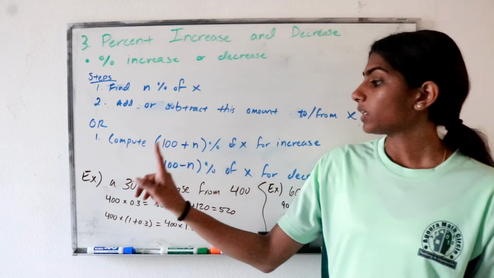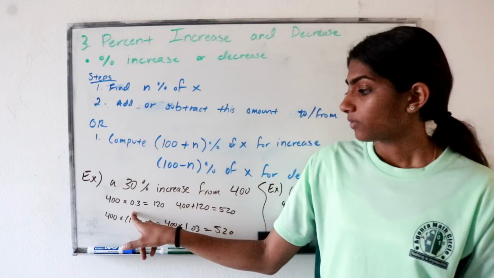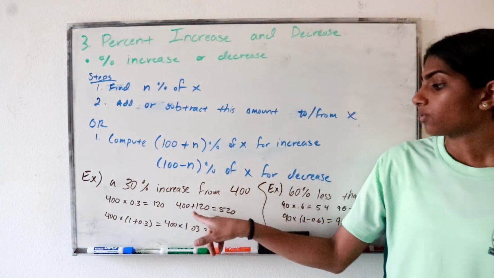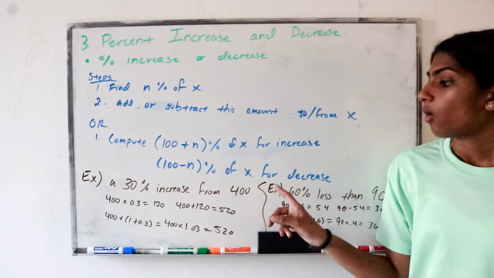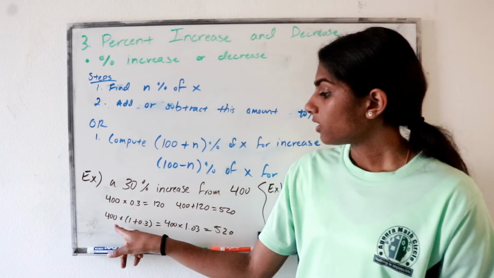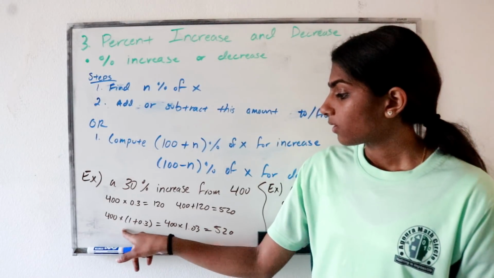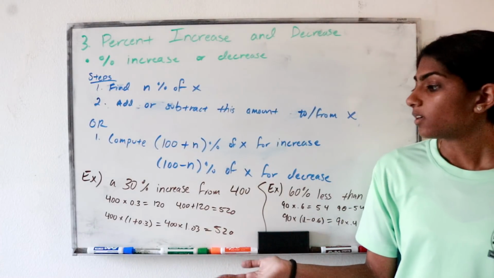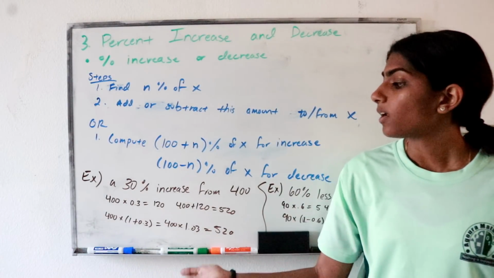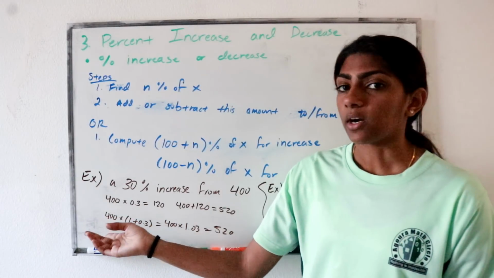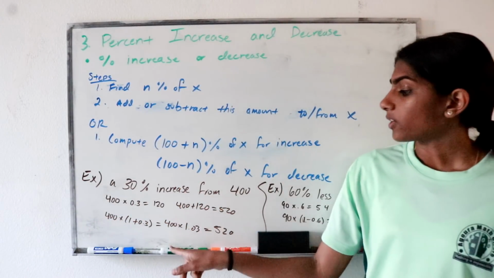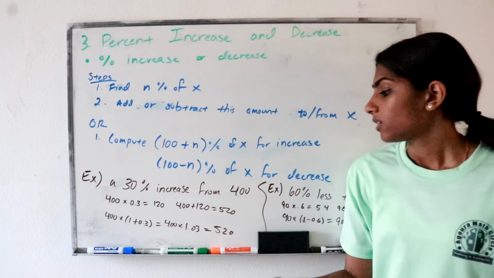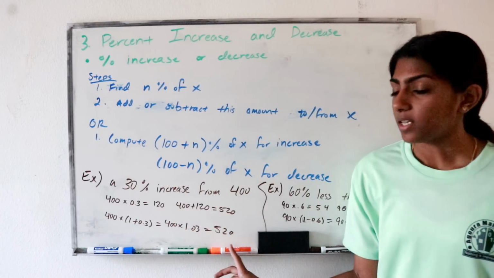So with the first method, what we can do is multiply by the percent, turned into a decimal, and we get 120, and then you add this to the original 400, which equals 520. Or, since you're already multiplying the original 400 by 1 and then adding whatever you get, 0.3 of 400, you can just do 400 times 1.3. This means that you keep the 400 and you just add the 0.3 to it. So that gives you 520 immediately.